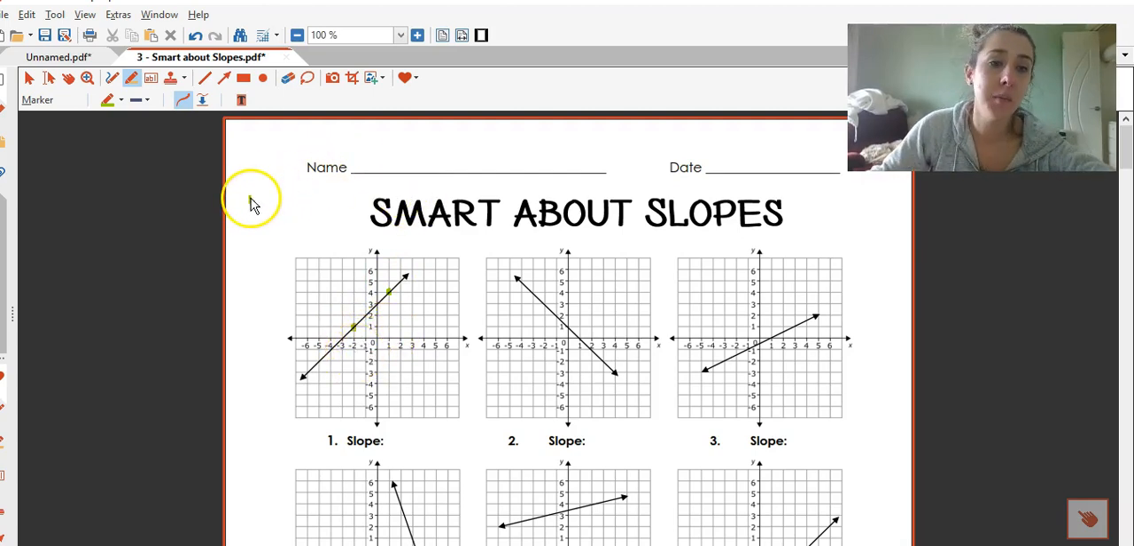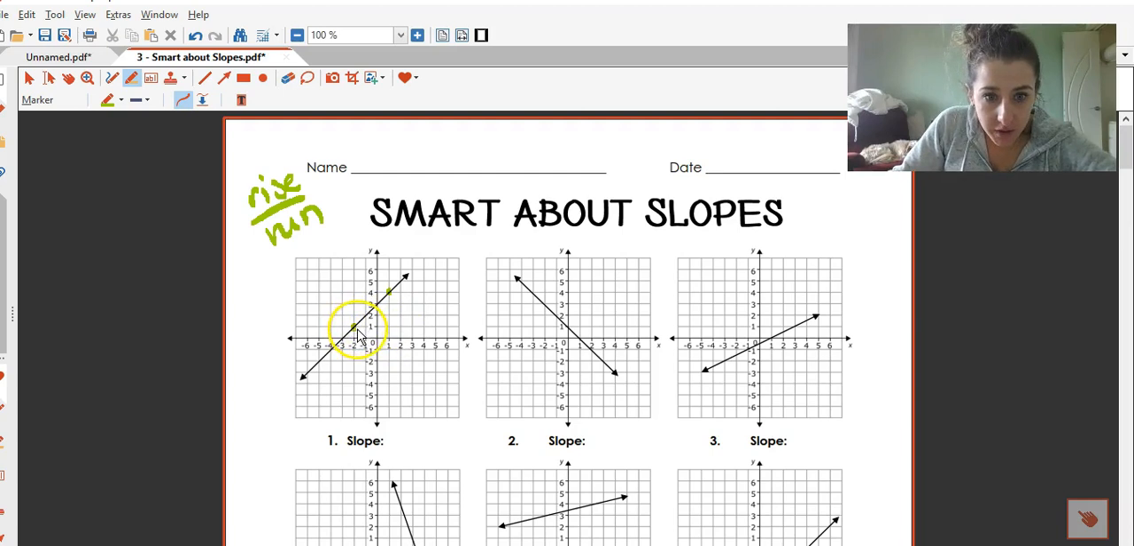Okay, so now remembering again that I'm a rise over run. Let's look at, I'm going across 1, 2, 3, so going across 3, across 3, so that's my run. Okay, and how many did I go up? I went up 1, 2, 3, up 3. So that's my rise.